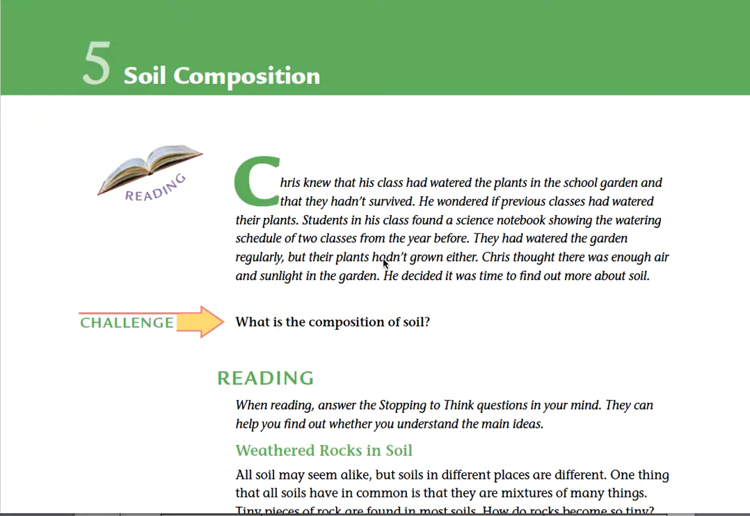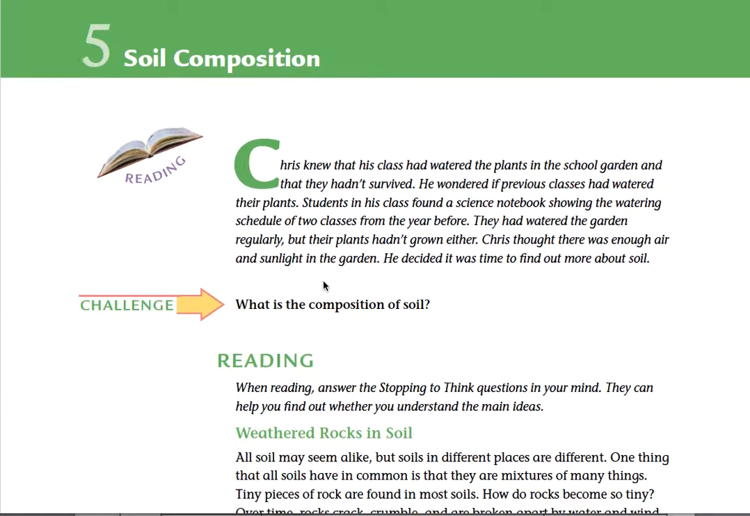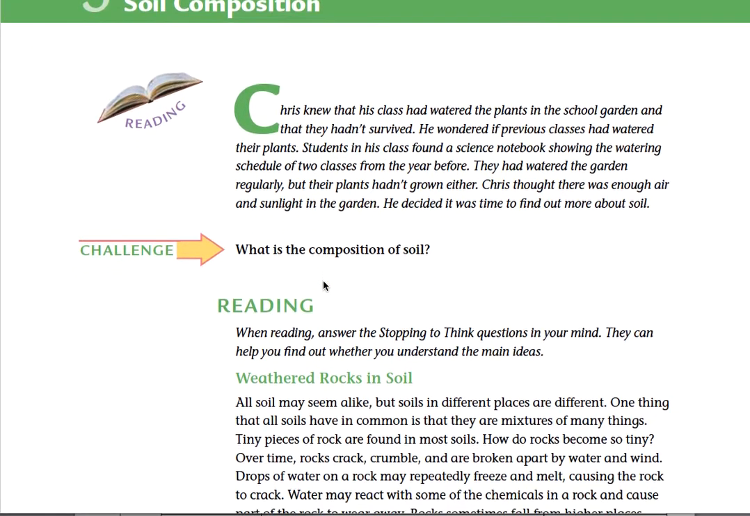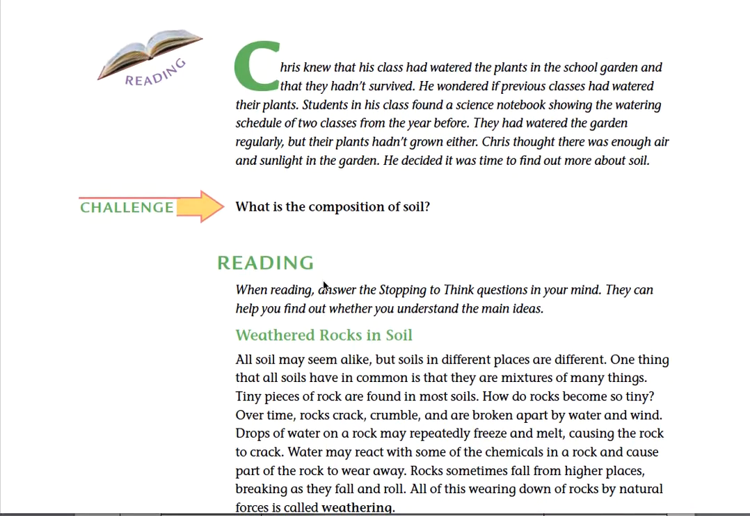It says Chris knew that his class had watered the plants in the school garden and that they hadn't survived. He wondered if previous classes had watered their plants. Students in his class found a science notebook showing the watering schedule of two classes from the year before. They had watered the garden regularly, but the plants hadn't grown either. Chris thought there was enough air and sunlight in the garden. He decided it's time to find out more about the soil. So, what is the composition of soil?